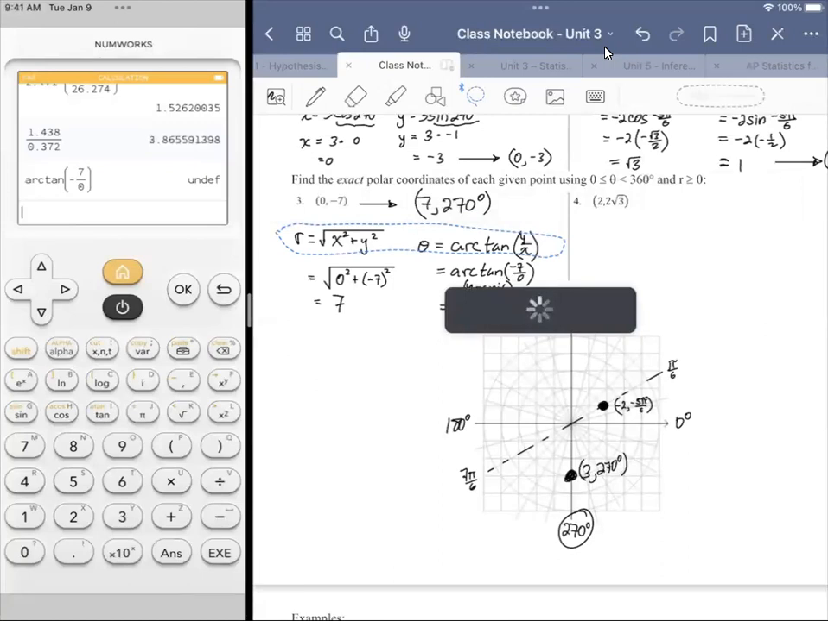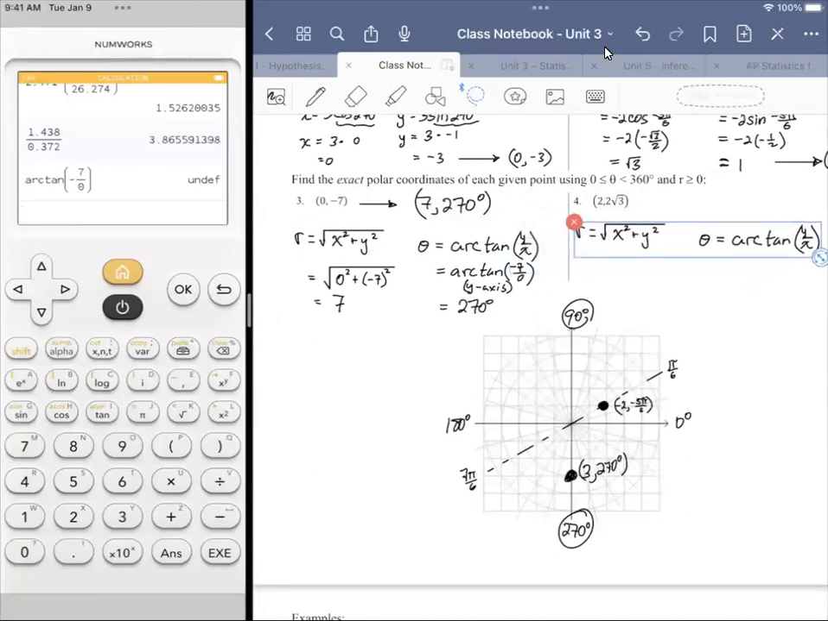Probably gonna crash on me now. Oh, maybe not, look at that. Got a little reprieve. I'm sure it'll crash at some point.